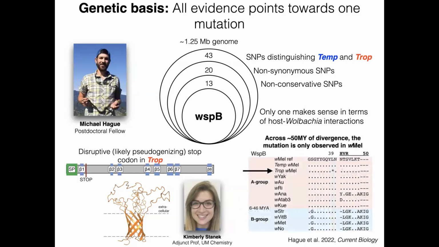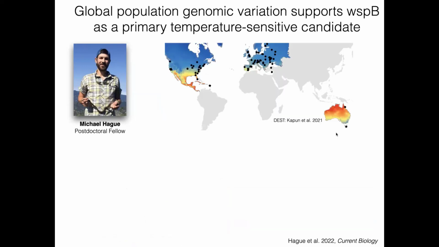Interestingly, this is a derived stop codon. We only observe it in W-mel. We've looked across 50 million years of divergence in Wolbachia genomes, and we only observe this mutation in tropical W-mel. We wanted to take it a little bit farther to see if we could get any better evidence, to see if this is something that's involved with this breakdown of transmission as a function of temperature.